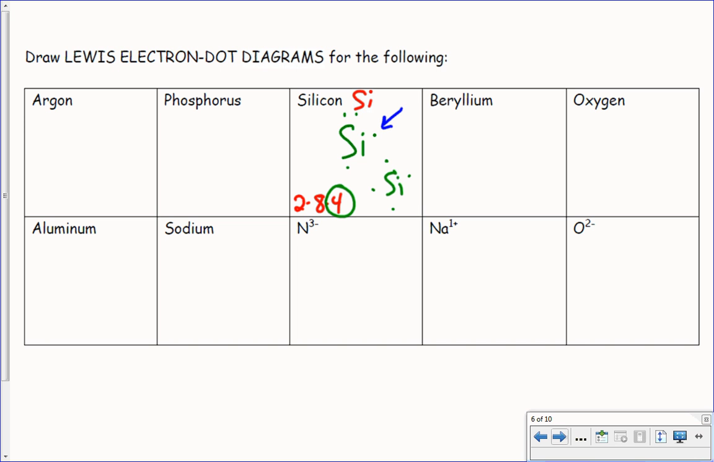Copper's the one that hybridizes. Okay? Oxygen, symbol is O. I look at my handy dandy reference tables. I have 2, 6 as my electron configuration.